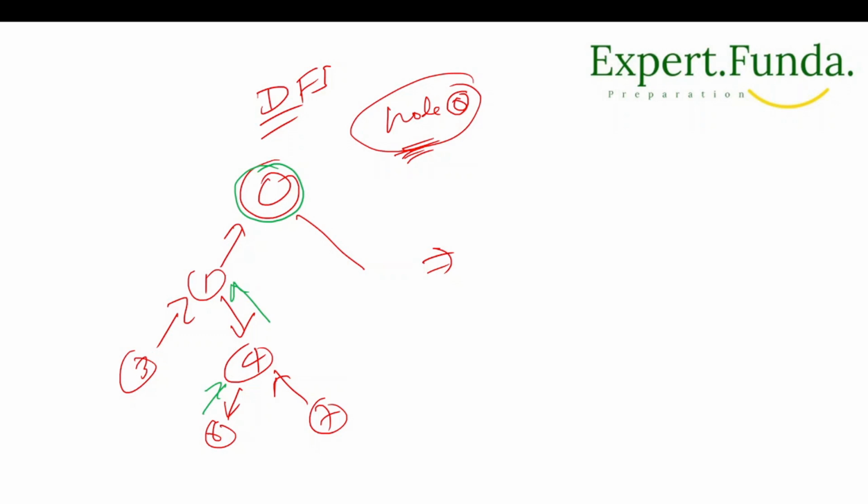Got it? So each layer, let's suppose if I go here, I'll go with its children, this one, then I will go with its children, right, then we will backtrack here and explore all its children, like this. So this way we will do.